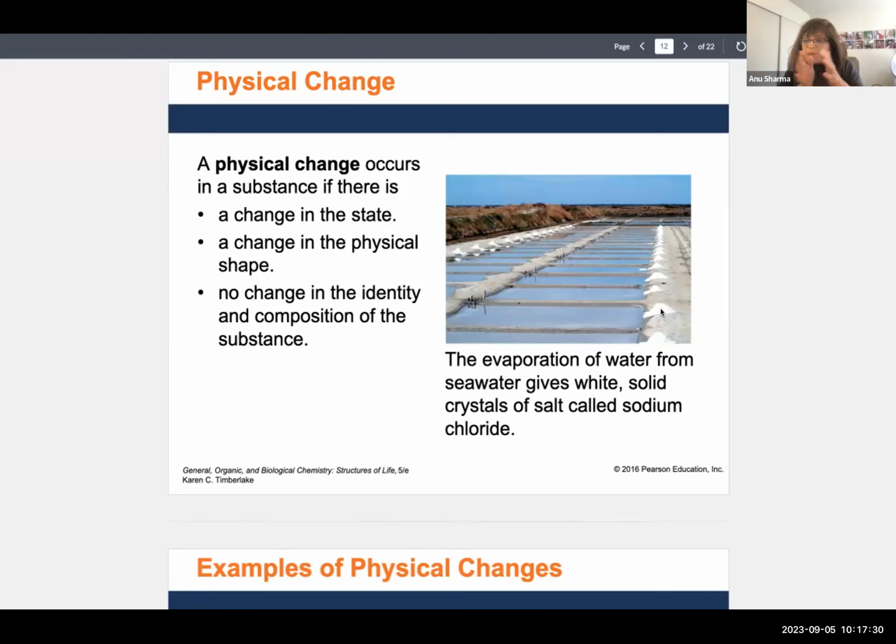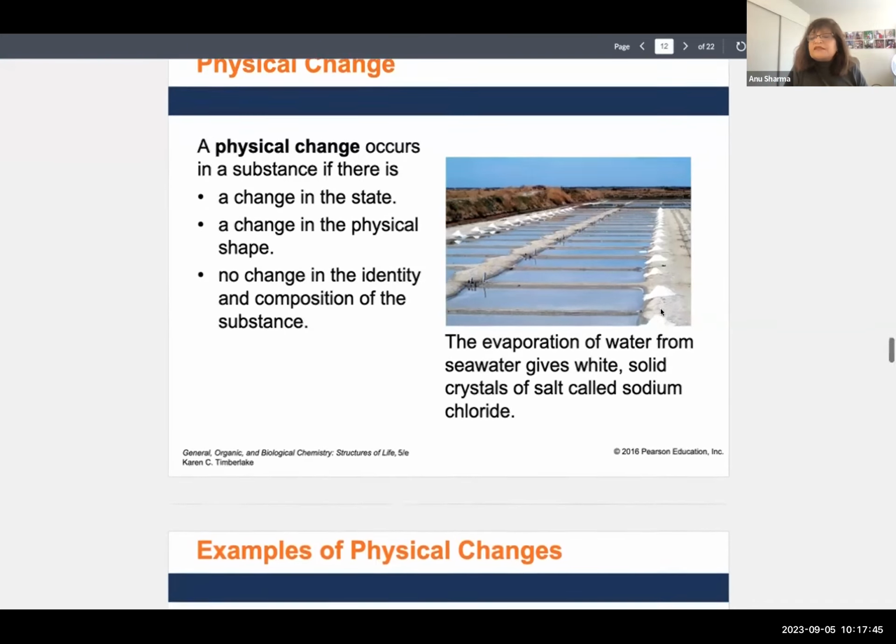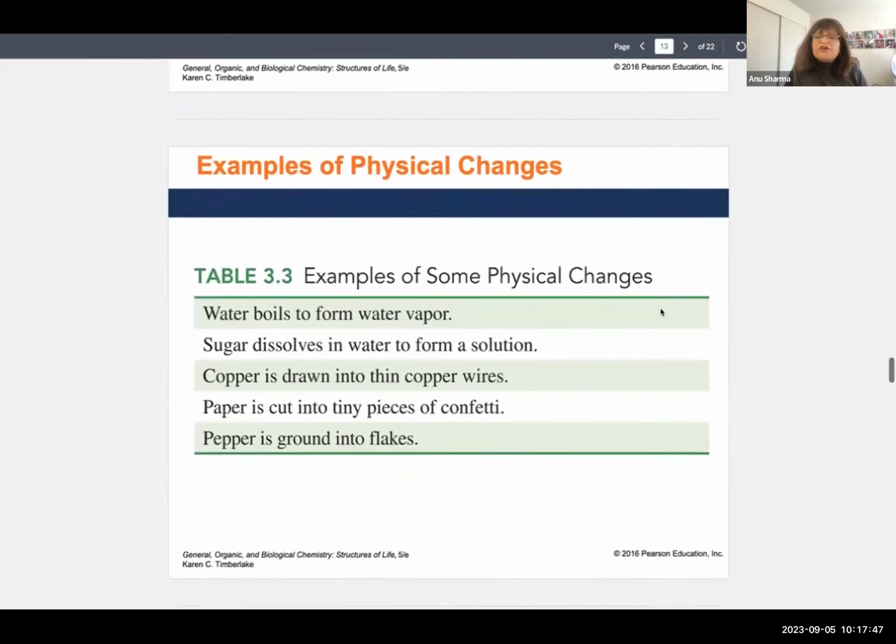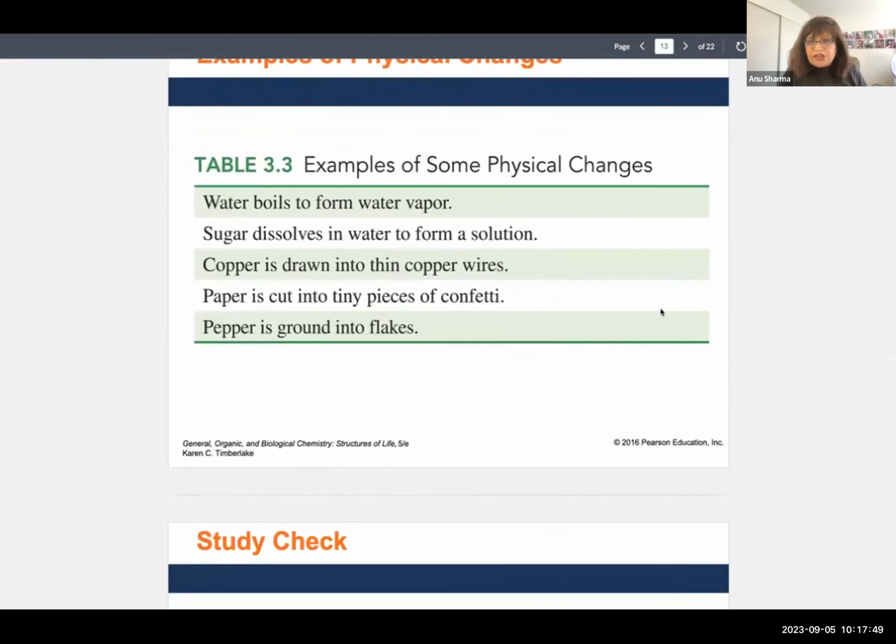So when you separate them, the water remains water, the salt remains salt. When they made a solution of salt and water, the chemical composition of those two substances did not change. So let's look at some examples of physical change.